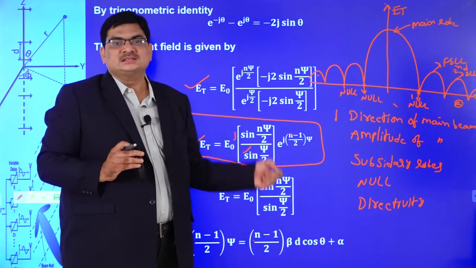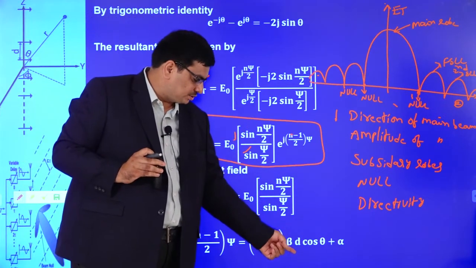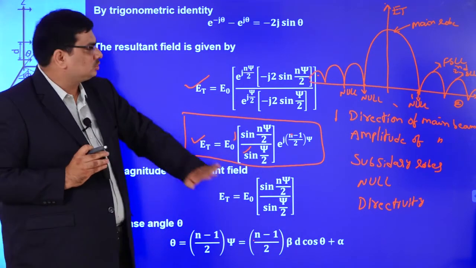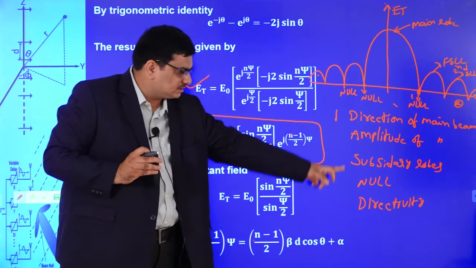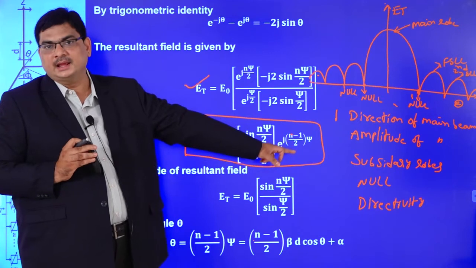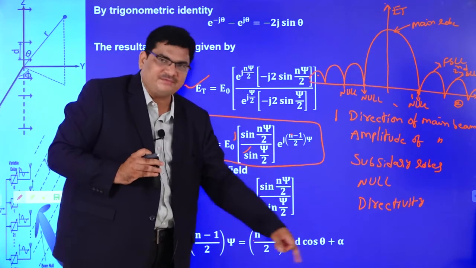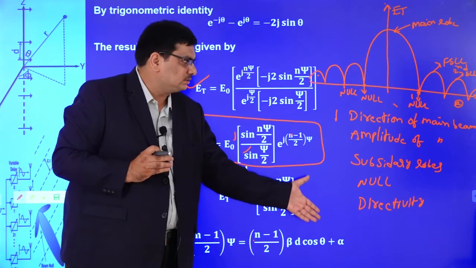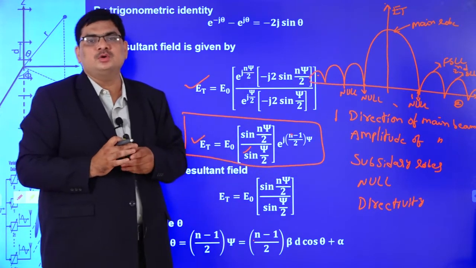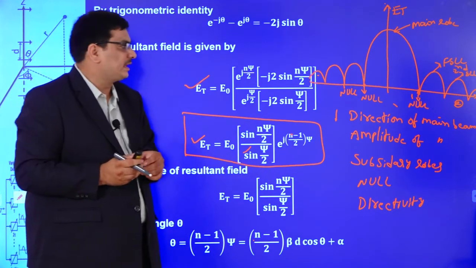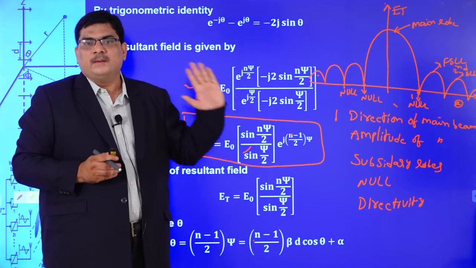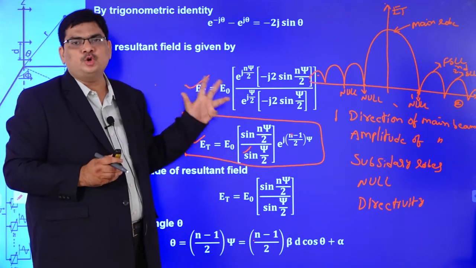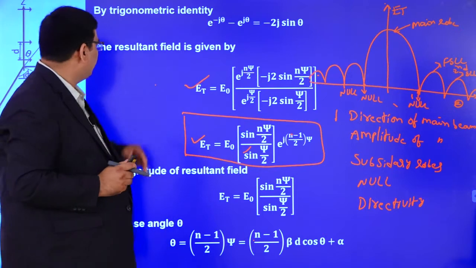In this equation, psi is equal to beta d cos theta plus alpha. If you substitute alpha equal to 0, then all these parameters belong to the broadside array. If you substitute alpha equal to beta d, or 180 degrees, then all these parameters belong to the end fire case. That's why we are not deriving the broadside array or end fire array resultant field separately, because it is common, and we already derived that one.